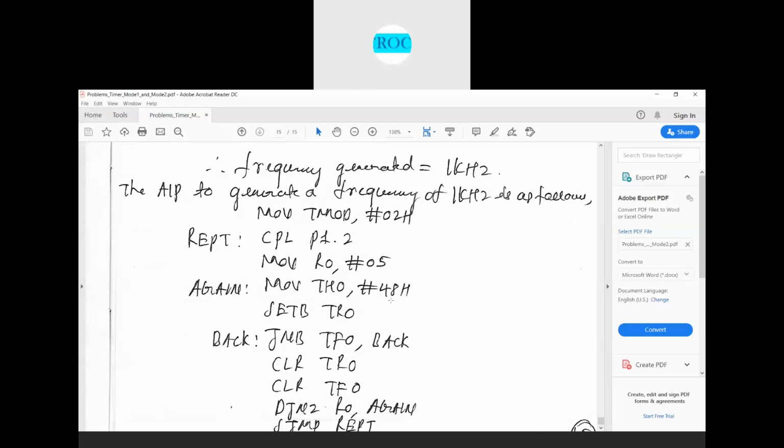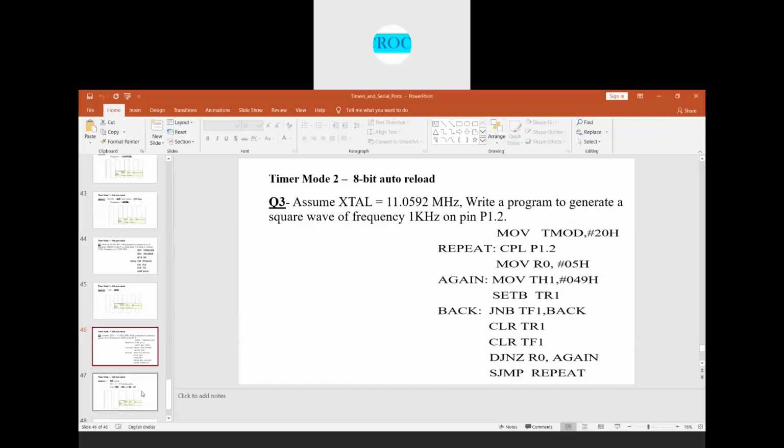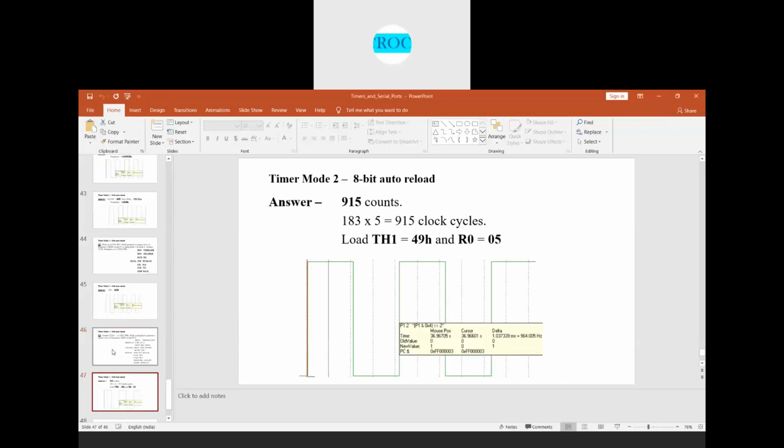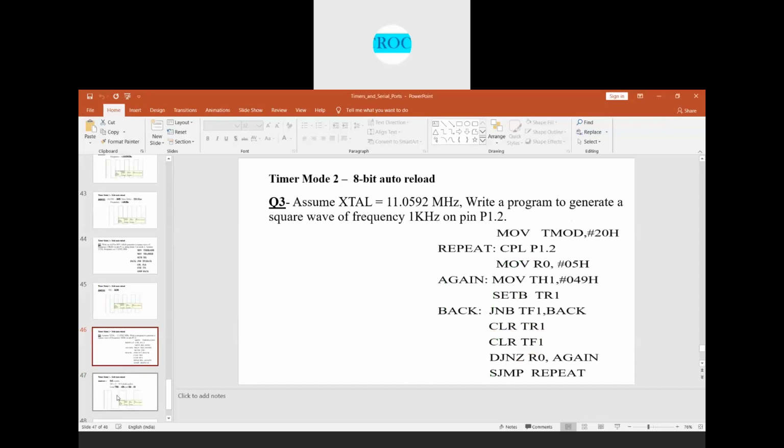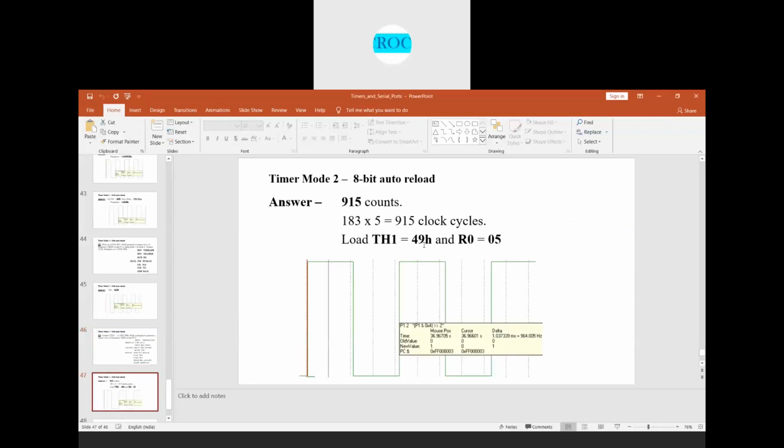Again it will count 183 clock cycles, 183 into 5 times because R0 is loaded with 5. So 183 into 5 will be 915. That much delay is sufficient to generate a square wave of 1 kilohertz. This is for 22 megahertz. What are the initial values we calculated? The TH register will be loaded with 49H.